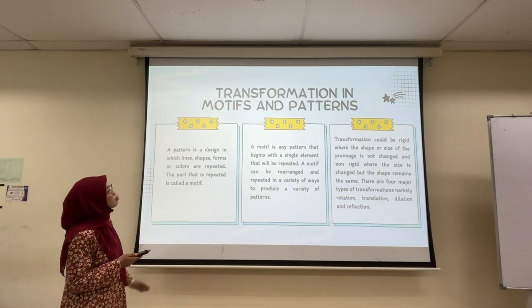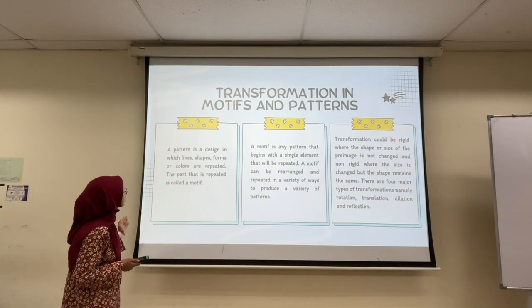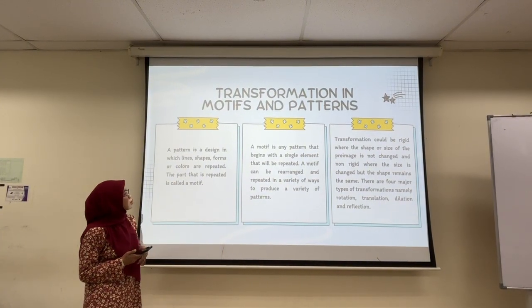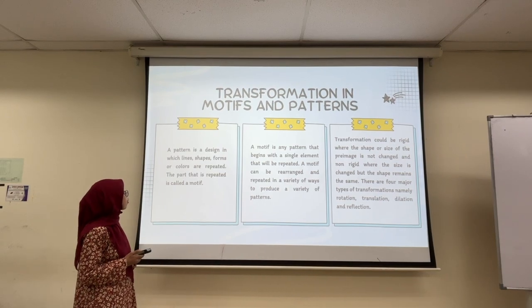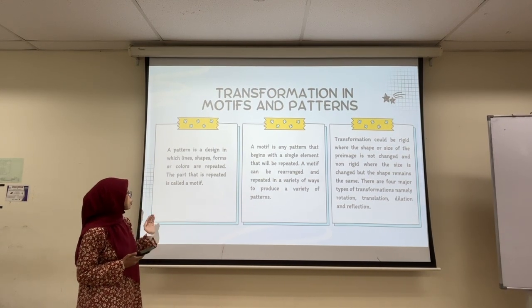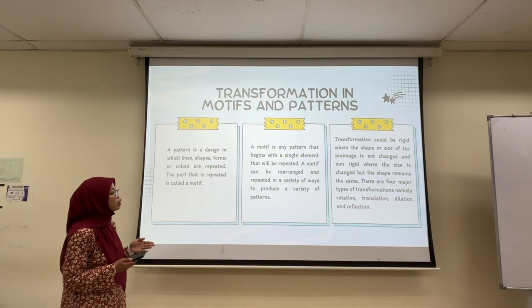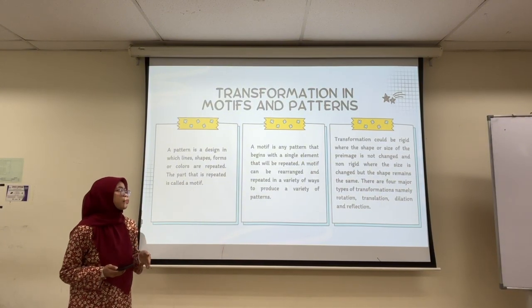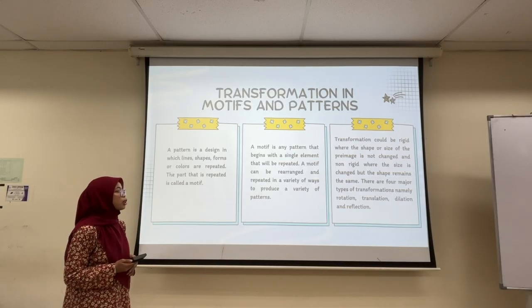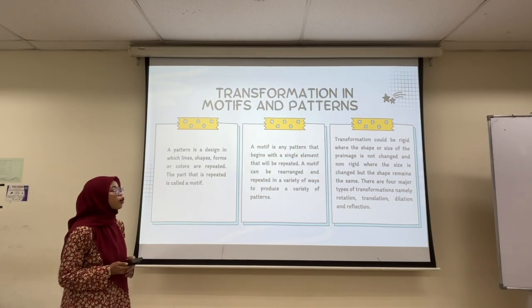Next, I will explain about the transformation in motifs and patterns. So the first one is a pattern. A pattern is a design in which lines, shapes, forms or colors are repeated. The part that is repeated is called a motif. So what is a motif? A motif is any pattern that begins with a single element that will be repeated. A motif can be rearranged and repeated in a variety of ways to produce a variety of patterns.